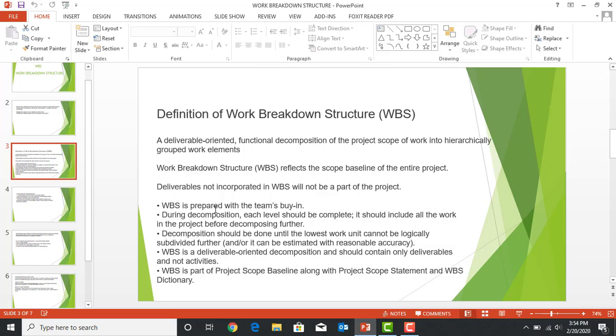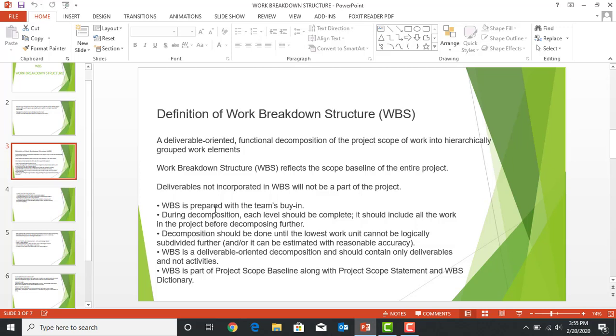And then during the decomposition, each level should be complete. It should include all the work in the project before decomposing it further. Decomposition should be done until the lowest work unit cannot be logically subdivided further. The WBS is a deliverable-oriented decomposition and should contain only deliverables and not activities. Now this is very important, because when we start decomposing our work breakdown structure, we usually just go on and start including the activities that are needed to complete those deliverables. But as per the definition, the WBS should only have the deliverables.